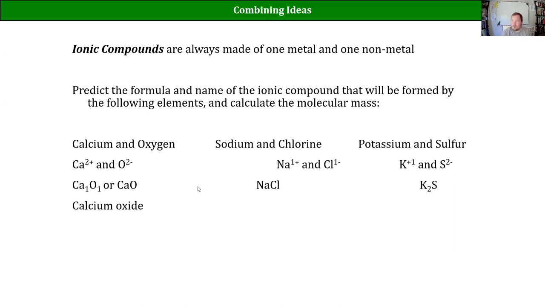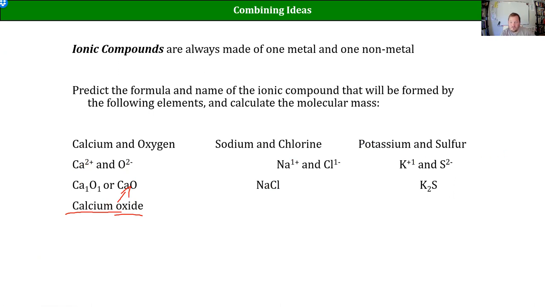If I say calcium oxide, that really is the same as saying CaO because the charge on calcium and the charge on oxide are always the same. Calcium as an ion is always plus two. Oxygen's always minus two. So if I say calcium oxide, that means the exact same thing as saying CaO. So sodium and chlorine would become sodium chloride.